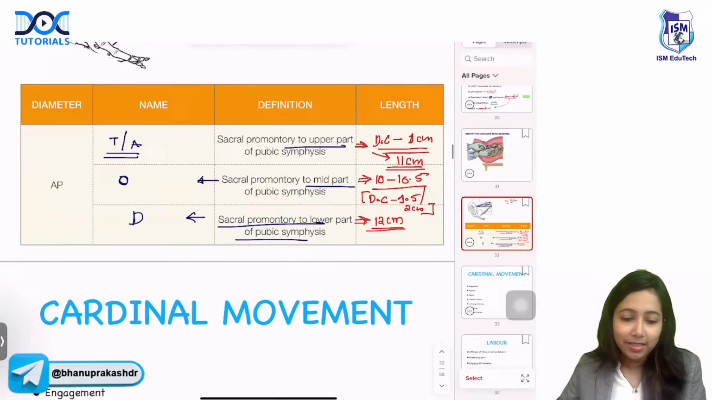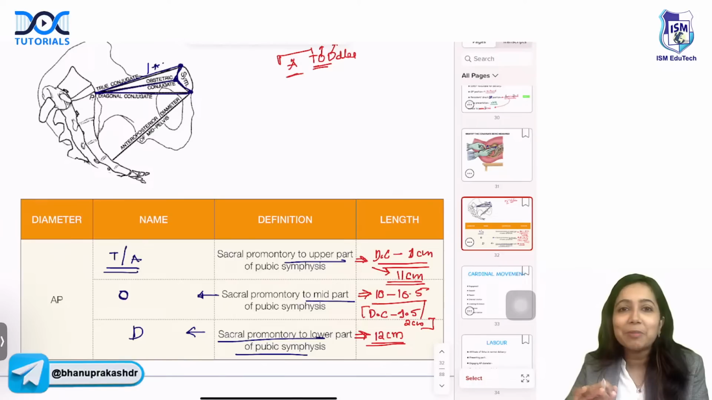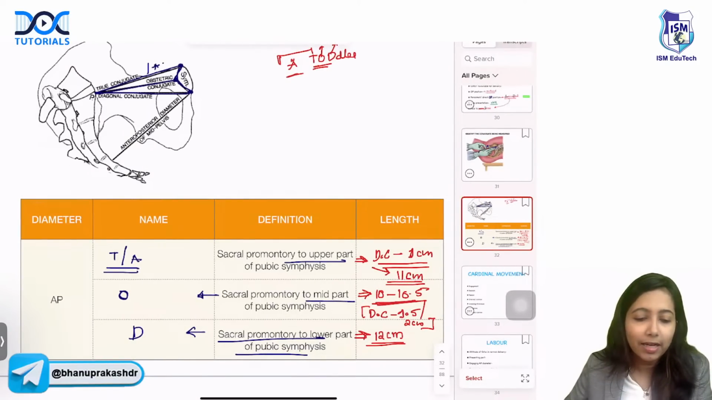Yes, very good. So I can see that everyone is thorough with this. So just remember a toddler. Anatomical, true conjugate are the topmost ones. In the middle part, you have the obstetric conjugate, and below that you have the diagonal conjugate. True, anatomical, obstetric, diagonal conjugate. The one with the maximum obstetric significance, or the shortest one, is the obstetric conjugate, which is 10 to 10.5 centimeters.